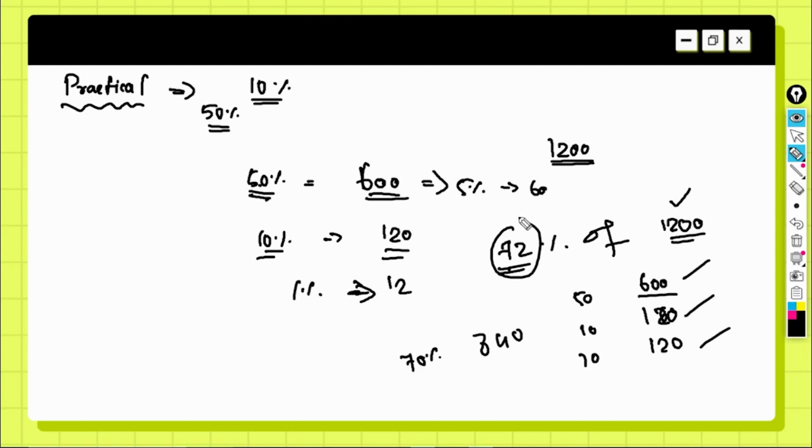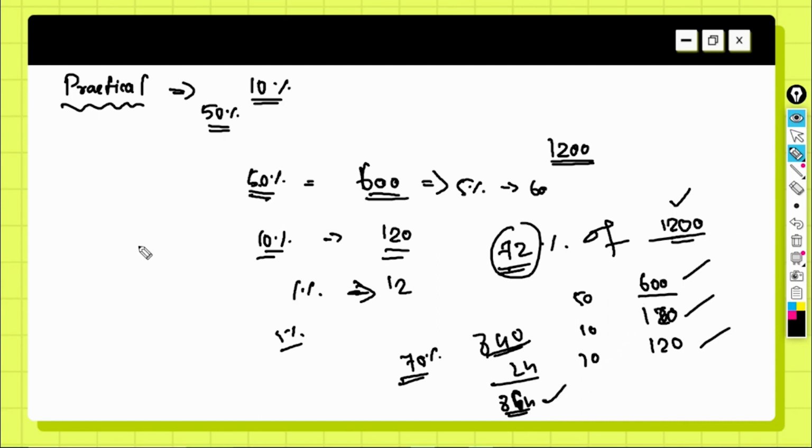To some level, you should be able to approximately estimate how much the value will be with the help of your common sense. Even we can go to some level deeper: 70% is this much. What is 1%? We'll get 12. So 2% is going to be 24. Plus 24, the answer is going to be 864. This is how you have to do it.